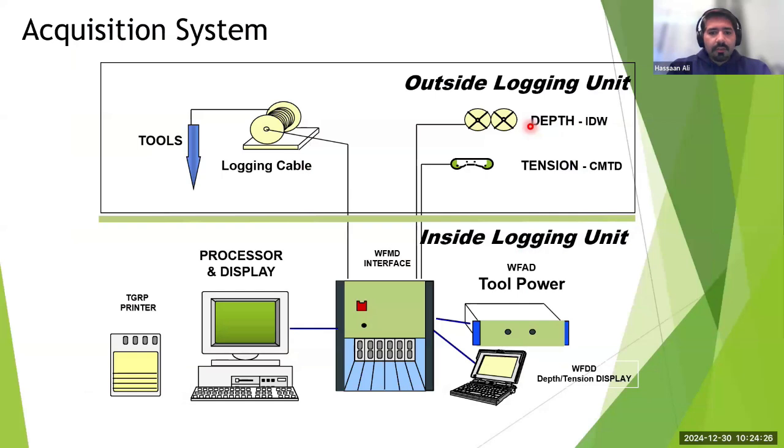The acquisition system is effectively a telemetry tool that is acquiring data from the wireline logging tool that is downhole. The tool will transmit that data through the logging cable, or the electric line cable, into the interface. From the interface, it will go into the processor and the display. From the processor and the display, it can be used to print the results directly onto the logging unit printer, or it can be transmitted through the VSAT into the technology center.